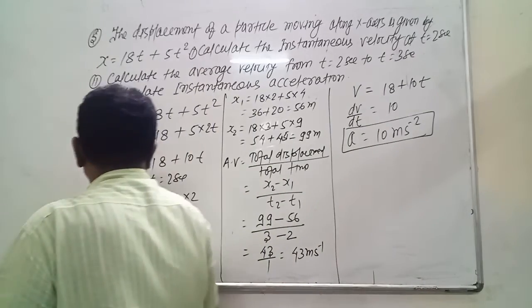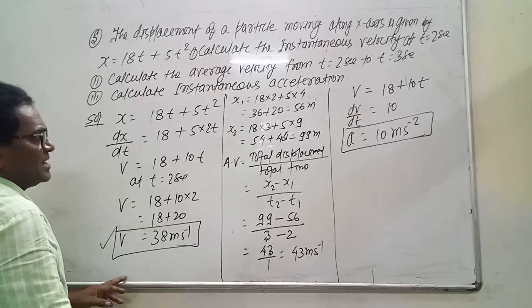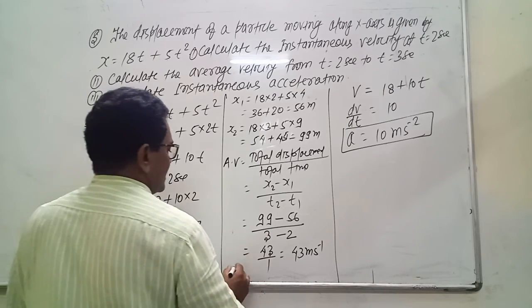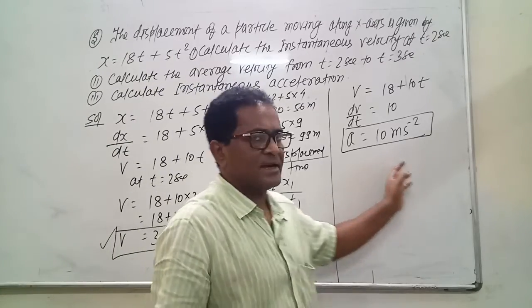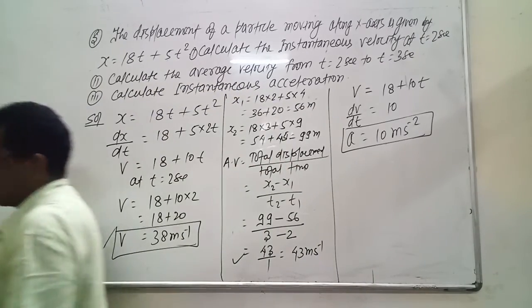So we have calculated the instantaneous velocity at time t equals 2 seconds, the average velocity from t equals 2 seconds to 3 seconds, and the instantaneous acceleration.